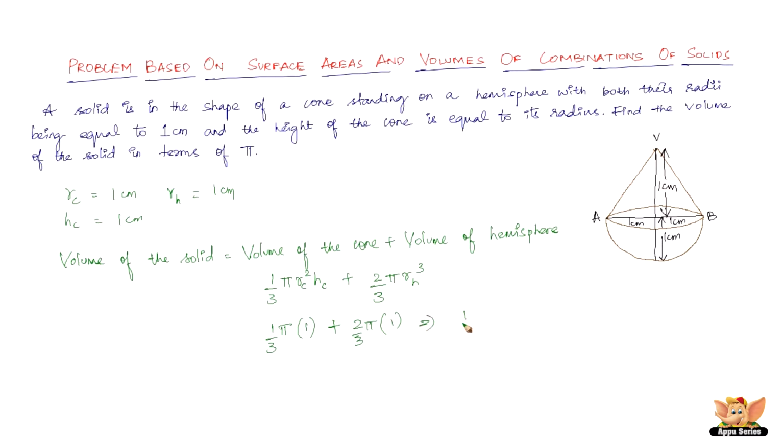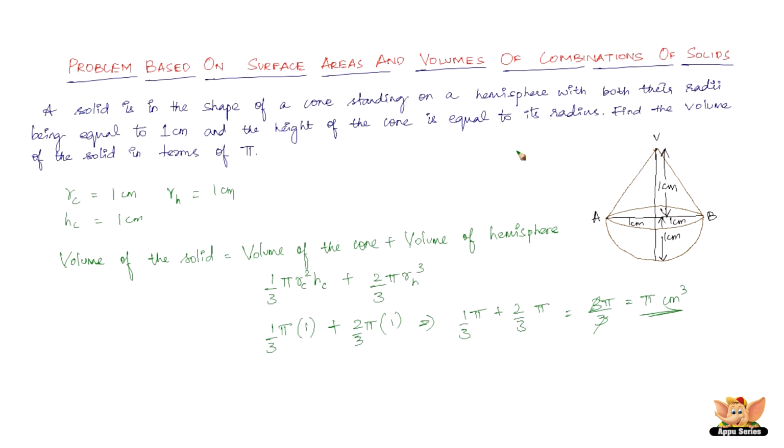So what we have is 1 by 3 pi plus 2 by 3 pi. The denominators are same, so we can add the numerators. So we've got 1 pi plus 2 pi, which is equal to 3 pi by 3, which is equal to pi. So the volume of the solid in terms of pi, well, the problem is designed in a way for us to get pi. So the answer is pi centimeter cube.